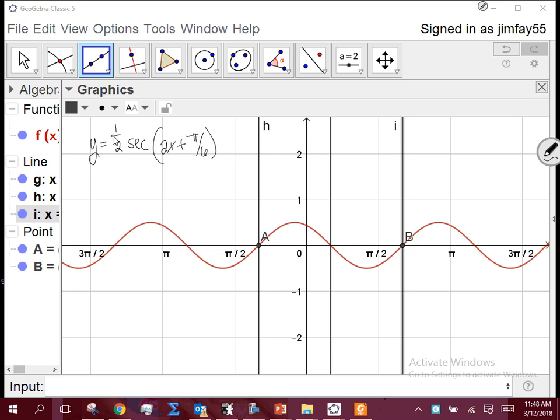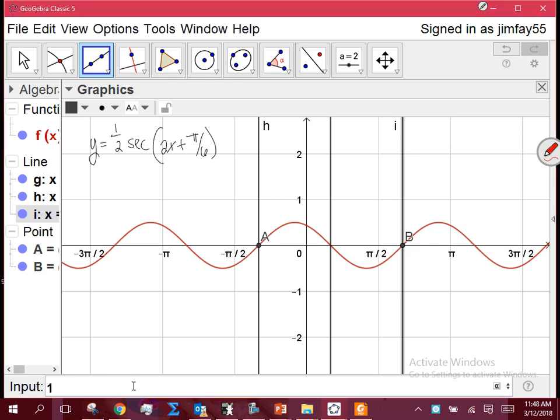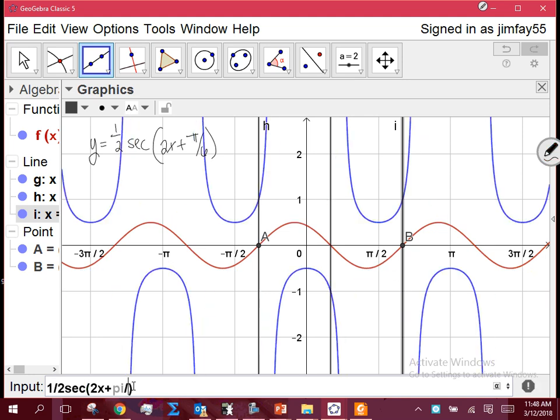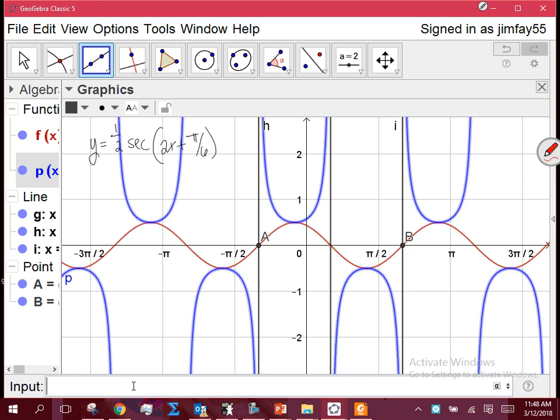If I graph 1/2 cosine of that stuff, I should have enough information using this red curve and those asymptotes to actually get 1/2 secant of 2x plus pi over 6. You do see that blue curve does fall inside those asymptotes that were created by the cosine, and it falls along those maximums and minimums. So that's what I'm hopefully trying to show you guys here.